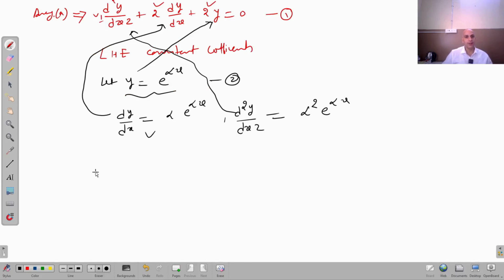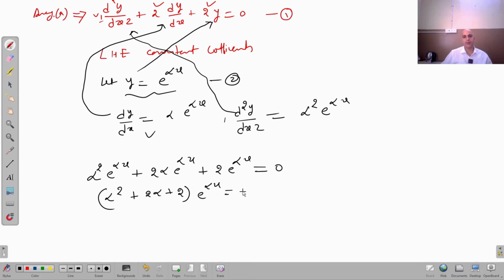So when I put all these values here, what I got? I got alpha square e raised to power alpha x plus 2 alpha e raised to power alpha x plus 2 into y, e raised to power alpha x, is equal to 0, right? e raised to power alpha x is common, so I am left with alpha square plus 2 alpha plus 2 into e raised to power alpha x is equal to 0. So as e raised to power alpha x cannot be equal to 0, because in that case we will get only y is equal to 0 solution. So this is not possible. So it means alpha square plus 2 alpha plus 2 is equal to 0.